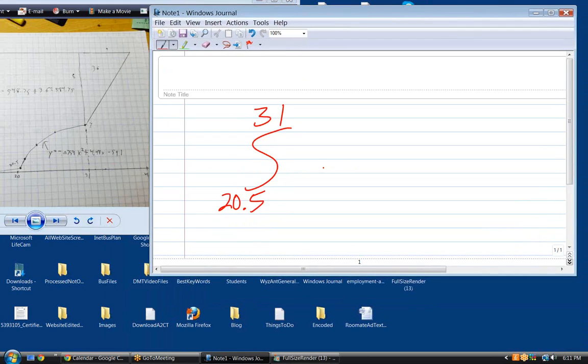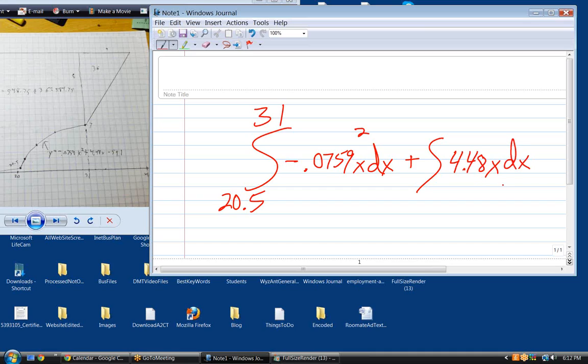In other words, if I want to integrate that, I'm going to integrate the minus 0.0759 x squared dx, plus the integral of the second term of the polynomial, 4.48 x dx, same limits, plus the integral of the number. Is that minus 59.1? Yes.